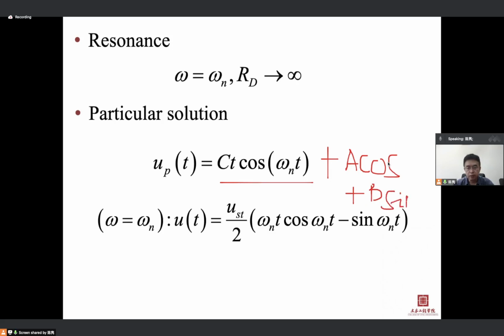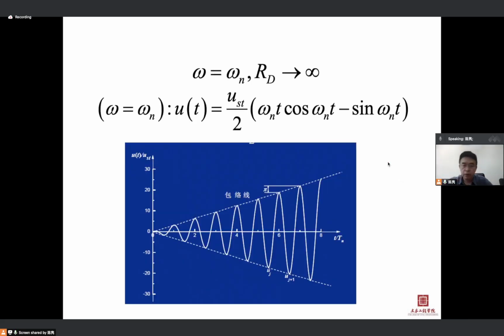I need a mouse later, it's better for drawing. And then you can introduce the initial conditions. You can determine A and B again. Then we can have the final solution like this. This is the solution for the resonance case.